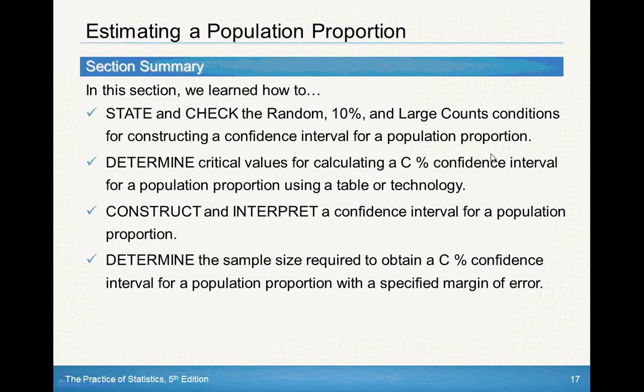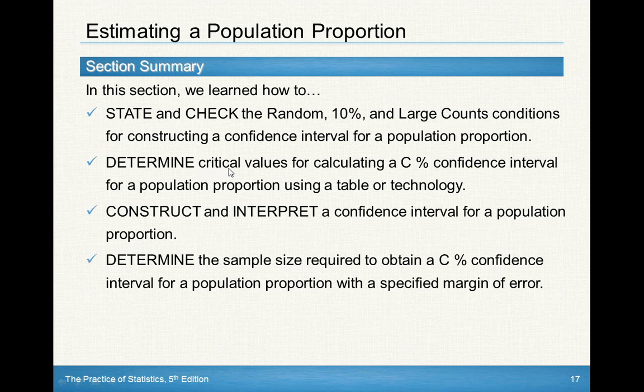But here's what we did. We went through the conditions, the 10% rule. 10 times little n needs to be less than big N. I can't sample more than 10% of the population. We talked about random selection still being a crucial issue, and large counts. That means np is bigger than 10, and n times 1 minus p is bigger than 10. In other words, at least 10 successes and 10 failures.